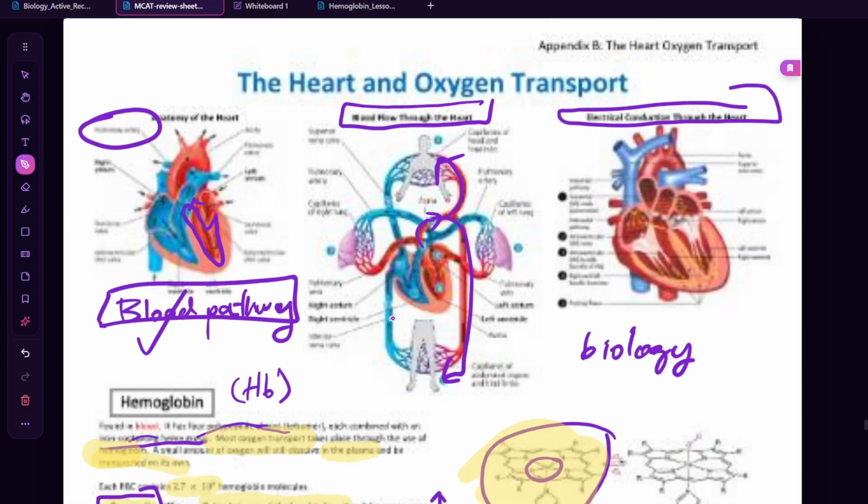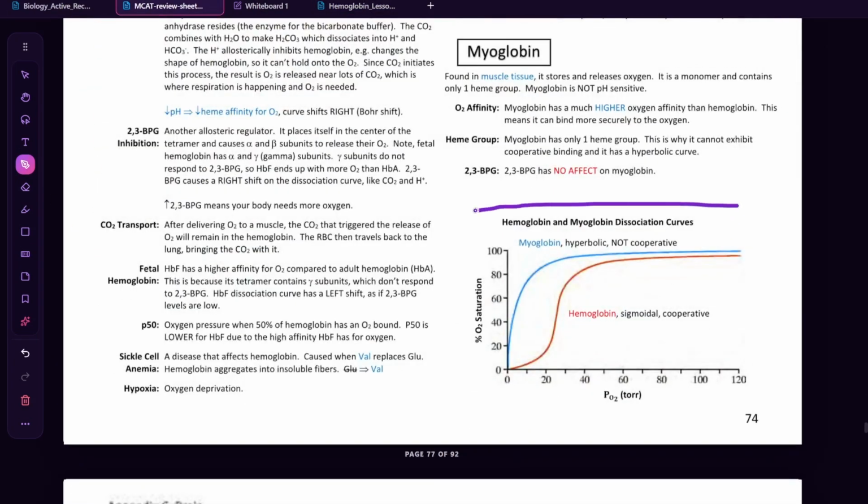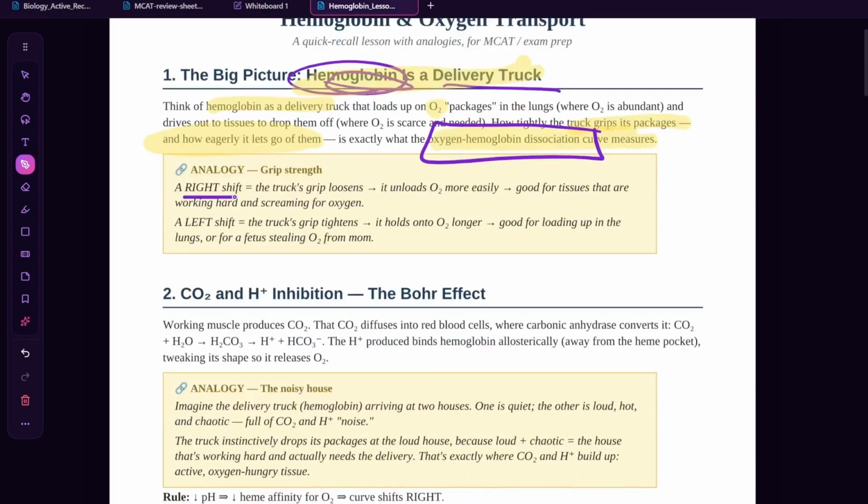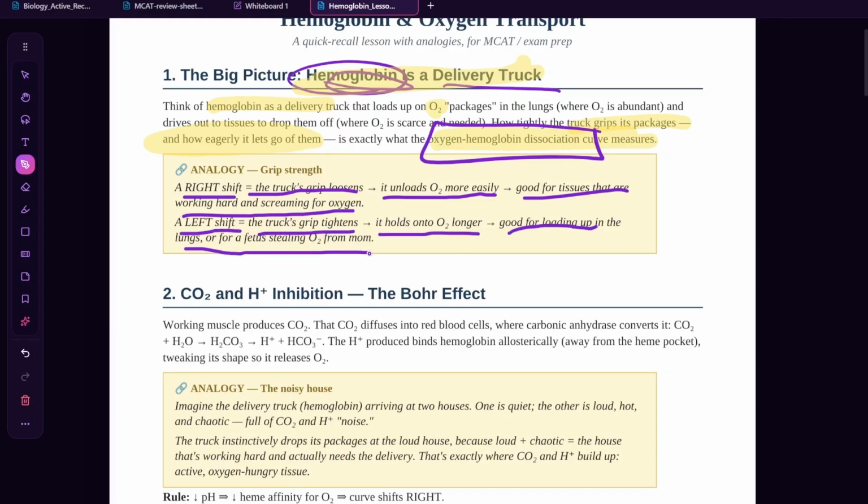So if we go back down, this is the curve we're talking about here. If a right shift happens, the truck grip loosens and it unloads O2 more easily, and that's good for tissues that are working hard and screaming for oxygen. A left shift happens when the truck grip tightens and it holds onto O2 longer, good for loading up in the lungs or for a fetus stealing oxygen from the mom.